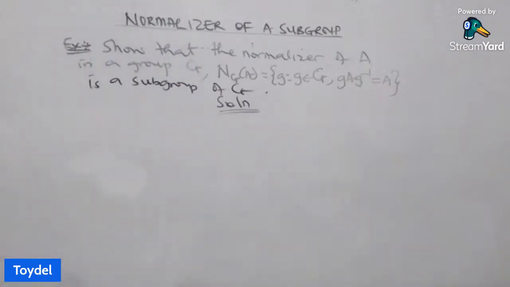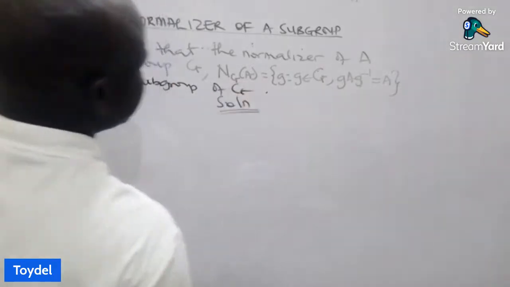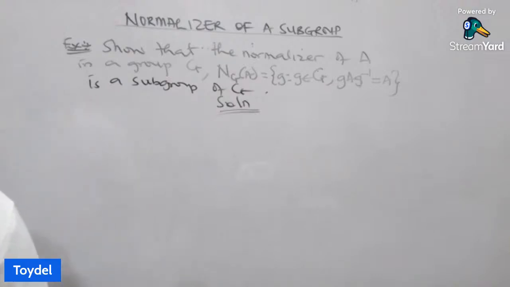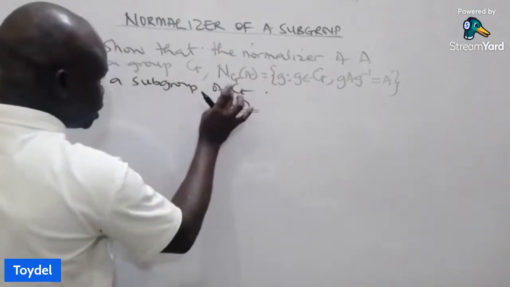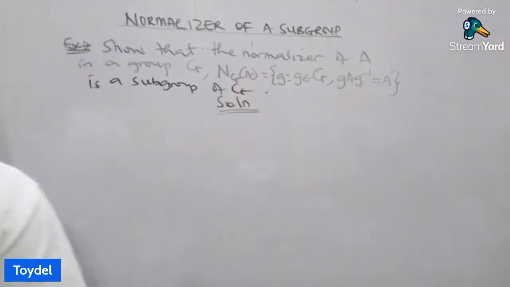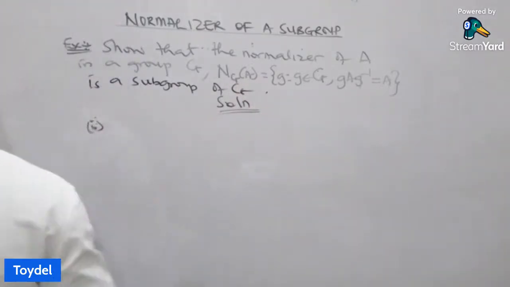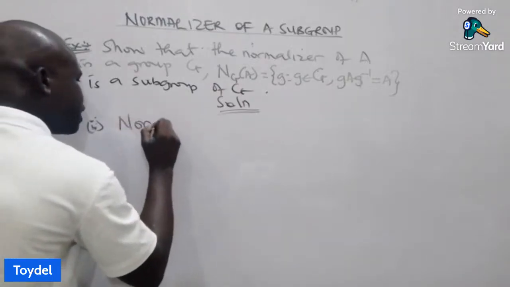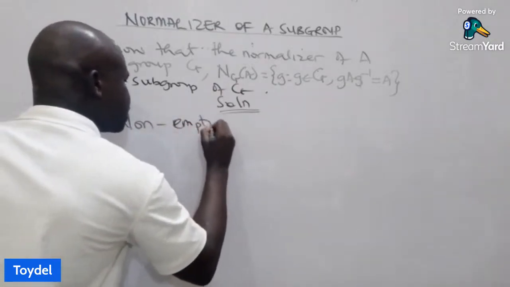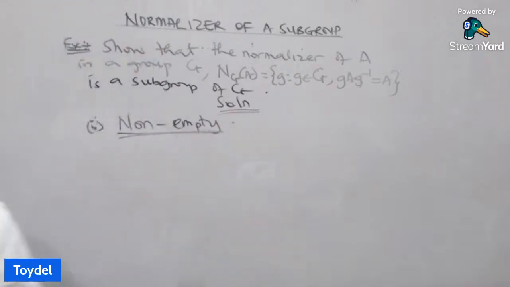Of course, for that normalizer to be a subgroup of G, we have to show all the properties of a group. That is what is expected. For us to be able to show that, we must show all the properties of a subgroup. So the first thing needed is for us to show that this subgroup is non-empty. That is the first one that we want to show. So how do we show that?